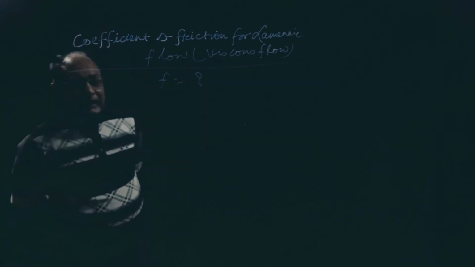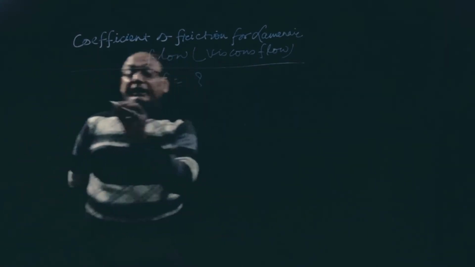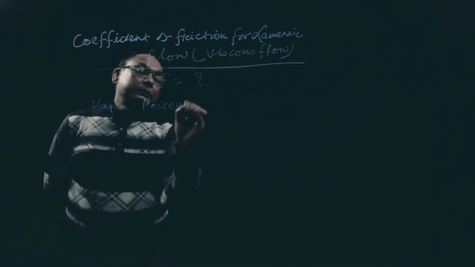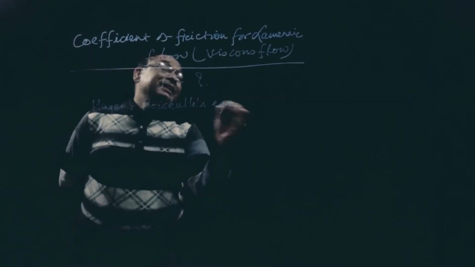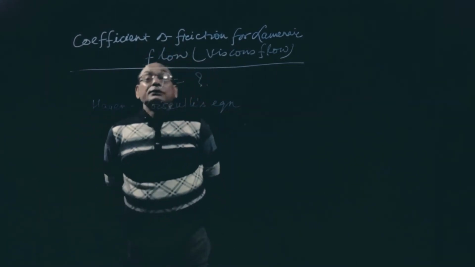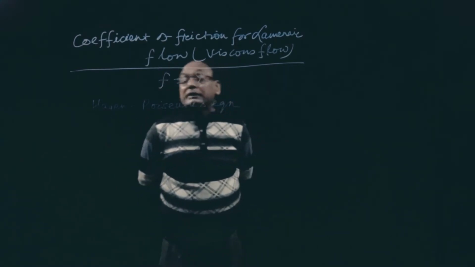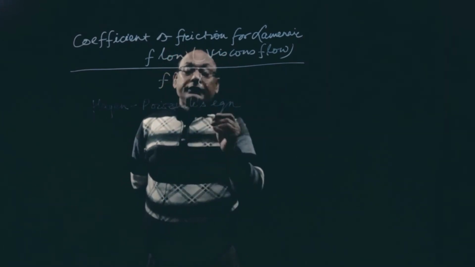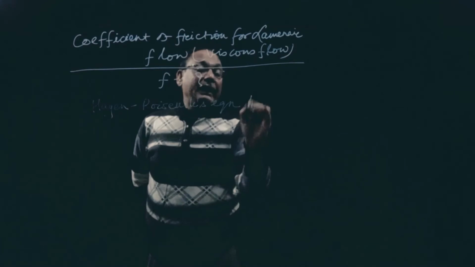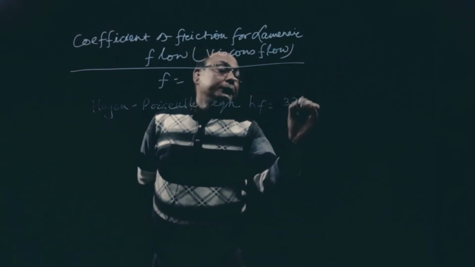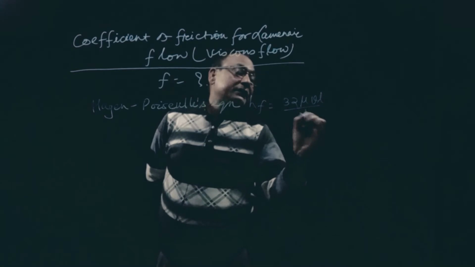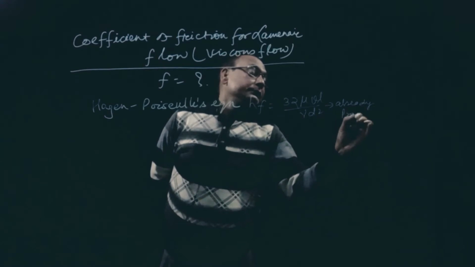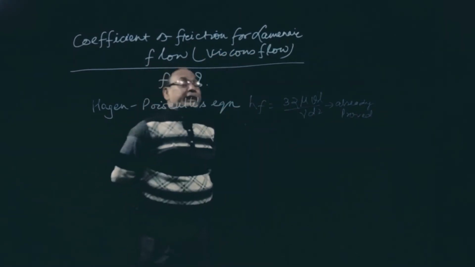We have already derived the Hazen-Poiseuille equation, because there is HF, that is friction losses, so we have to consider that. The Hazen-Poiseuille equation is HF equals 32 mu VL by gamma d square. That is already proved. In the last class we derived that relation.